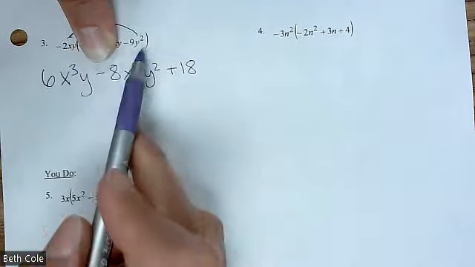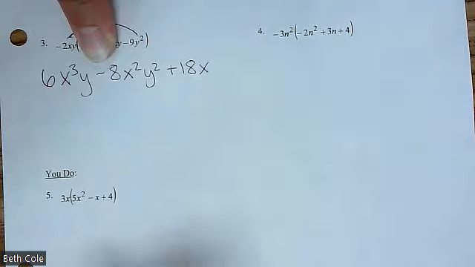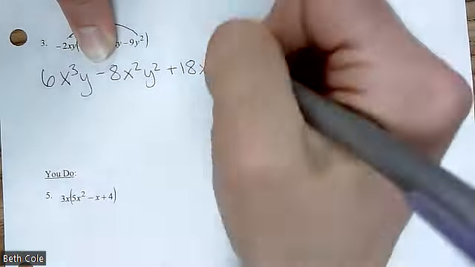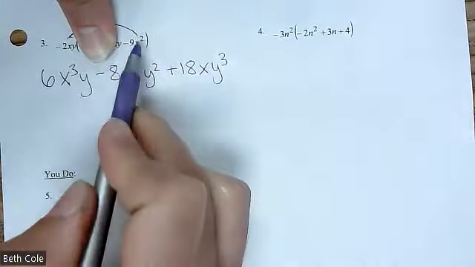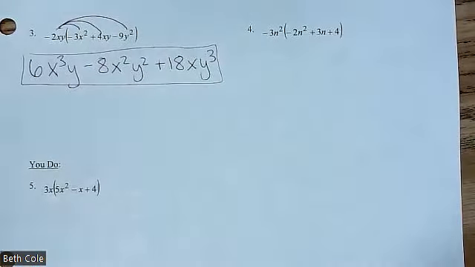Now the x is kind of just there. There's not another x over here to combine it with, so it'll just be x. And then, good, y to the third. You have a y and then a y squared. So 1 plus 2 is 3. We're going to do one more together, and then you're going to try one.